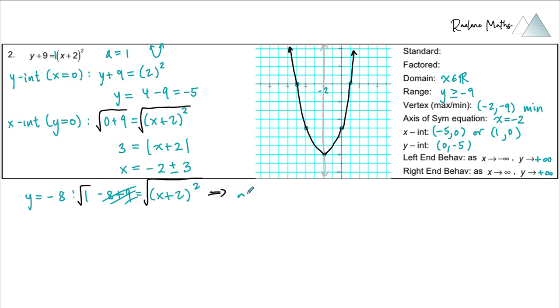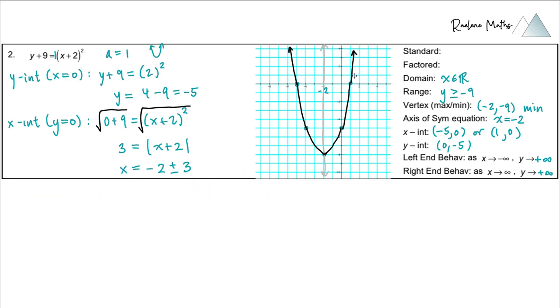Well, let me put 1 equals the absolute value of x plus 2. And so negative 2 plus or minus the distance of 1 would give us the values that we have here. Negative 3 comma negative 8 or negative 1 comma negative 8. So we can use this idea of substituting y with any value and solving for x.